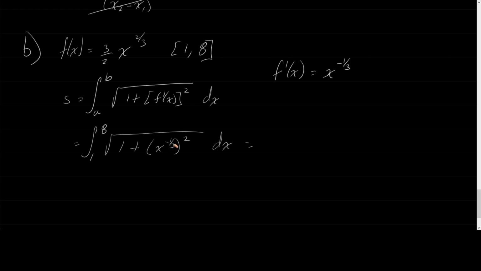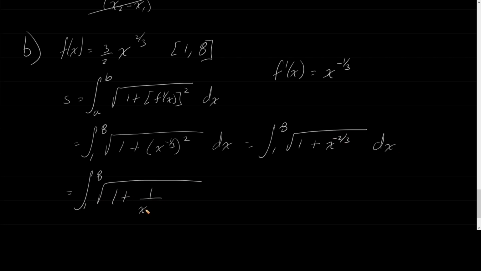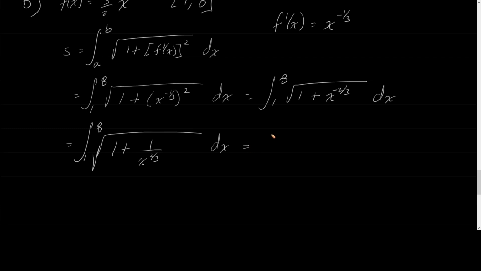All right, now let's manipulate this expression. Negative 1/3 times 2, excuse me, that's 1 plus x to the negative 2/3 dx. That negative exponent can be brought down to the denominator, so that gives us the integral of 1 plus 1 over x to the 2/3 dx. In there, we can come up with a common denominator, giving us the integral from 1 to 8 of the square root of (x to the 2/3 plus 1) over x to the 2/3 dx.